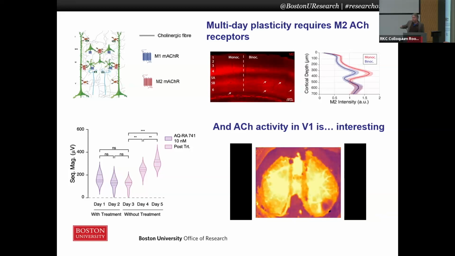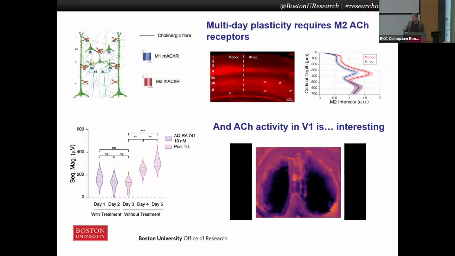And so we're trying to understand the relationship between the acetylcholine signaling, those muscarinic receptors, and the plasticity that we see that encodes the information.